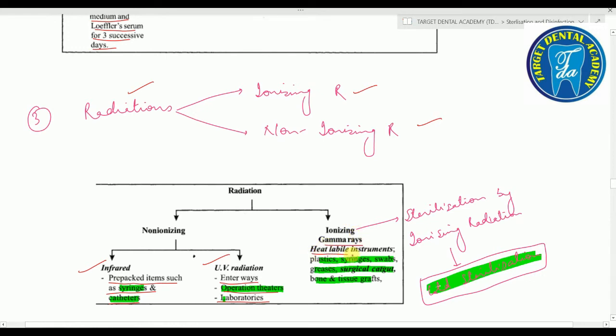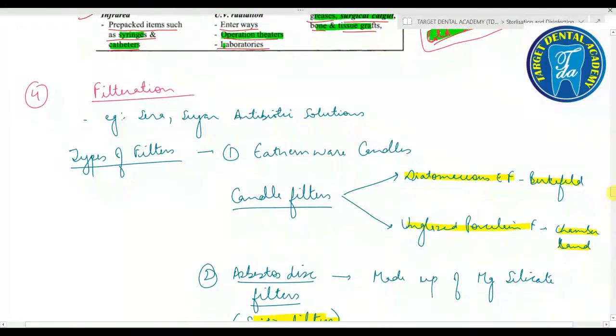It is used to sterilize heat labile instruments like plastic syringes, swabs, greases, surgical catgut, bone and tissue grafts. Important point: sterilization by ionizing radiation is called cold sterilization. What is cold sterilization? The sterilization by ionizing radiation is known as cold sterilization.